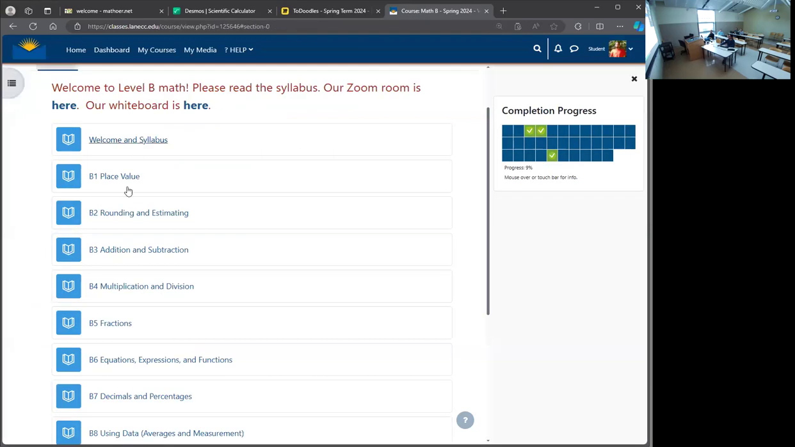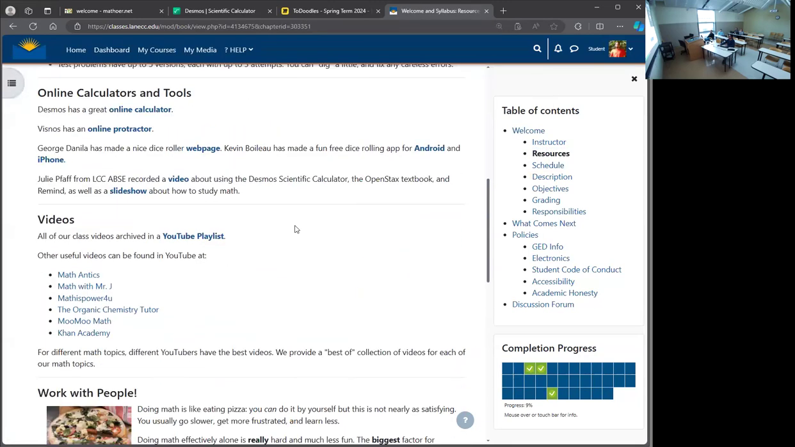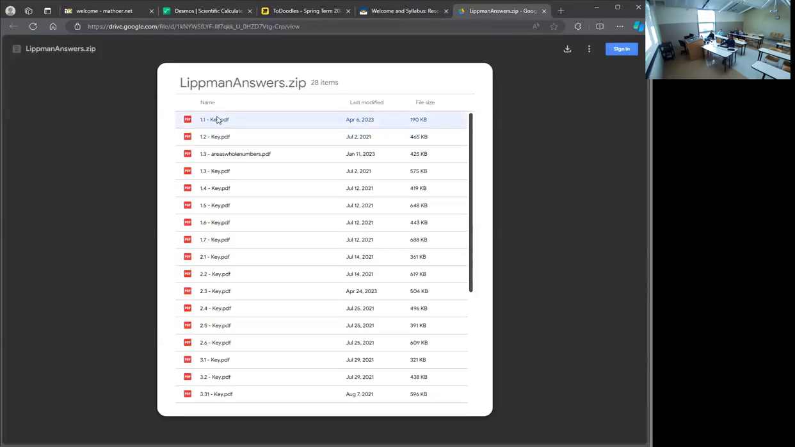So instead, going back to welcome and syllabus, if you look at resources in the sidebar, now there's a link to see all of his answer keys. Don't copy the file and then open it; you have to download it. I guess because it's me, I can open it, but click download and you can get them all there. You only need to download it if you care about the worksheets.